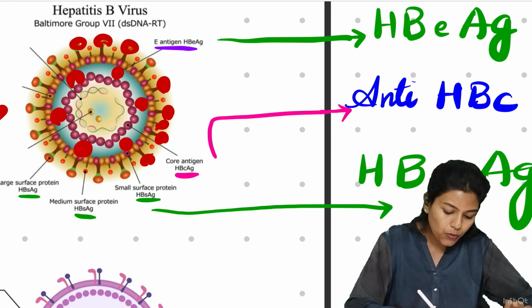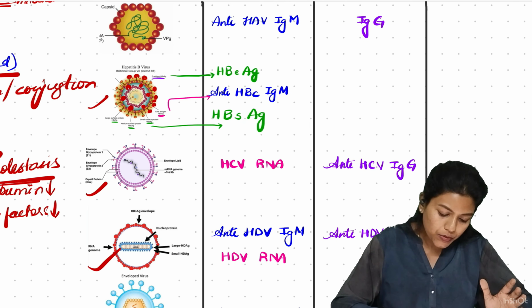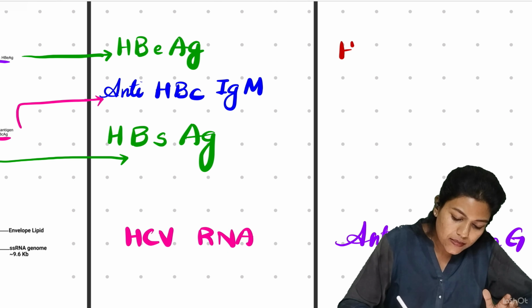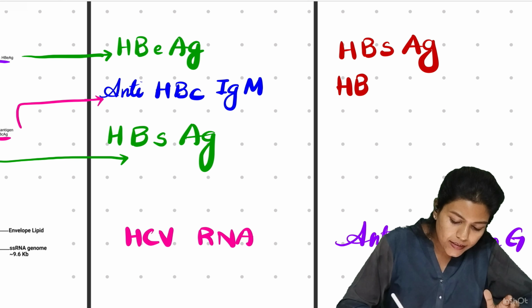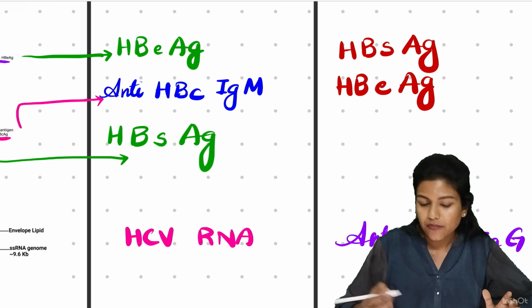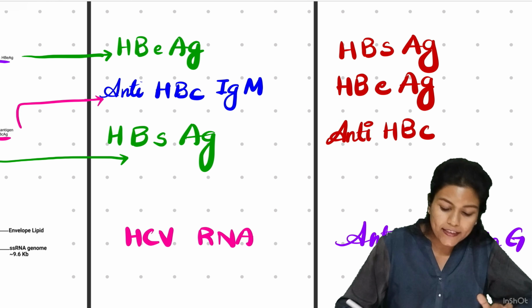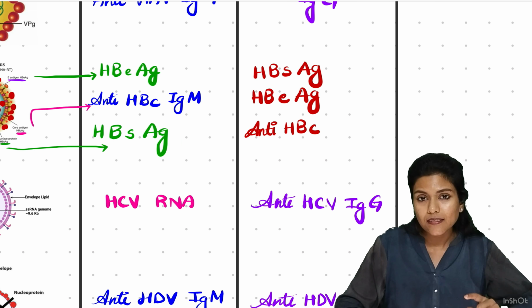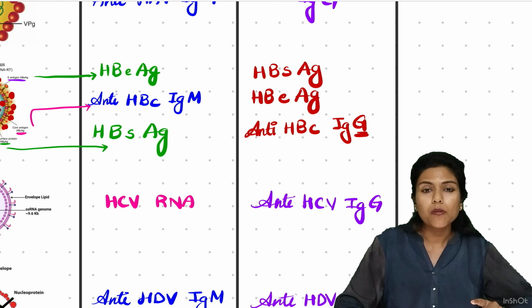Therefore, in chronic or acute hepatitis, we have dealt with the lab investigations in the acute viral hepatitis video. Now I'm dealing only with the chronic. In chronic, we'll find the hepatitis B surface antigen will be present, hepatitis B envelope antigen will be present, and core antigen will not be manifested. Only the antibody to it, anti-hepatitis B core antibody, will be manifested. Since it is chronic, immunoglobulin G is present.